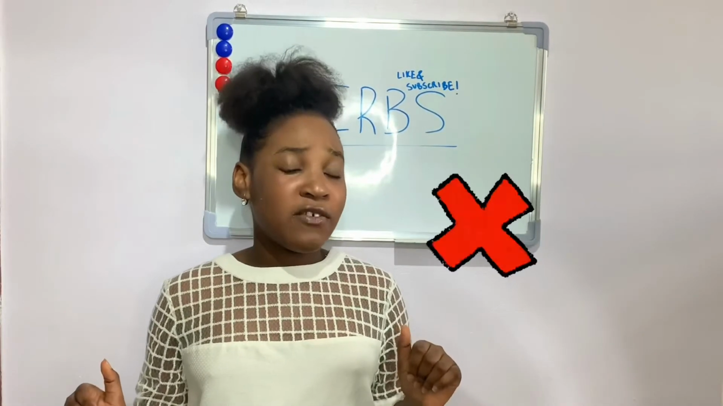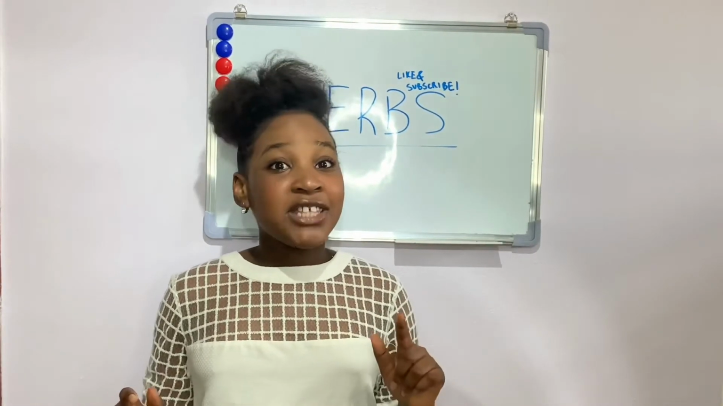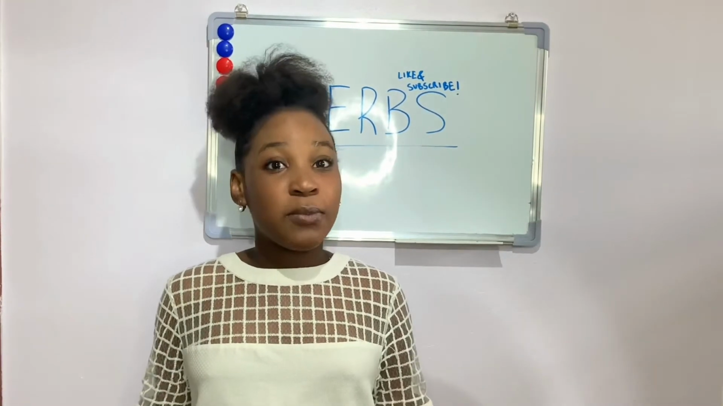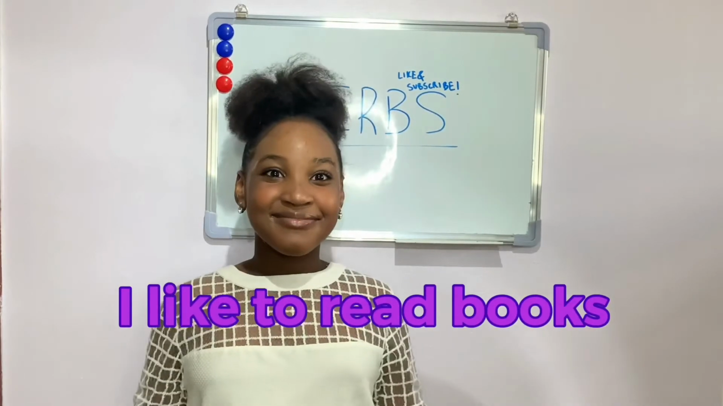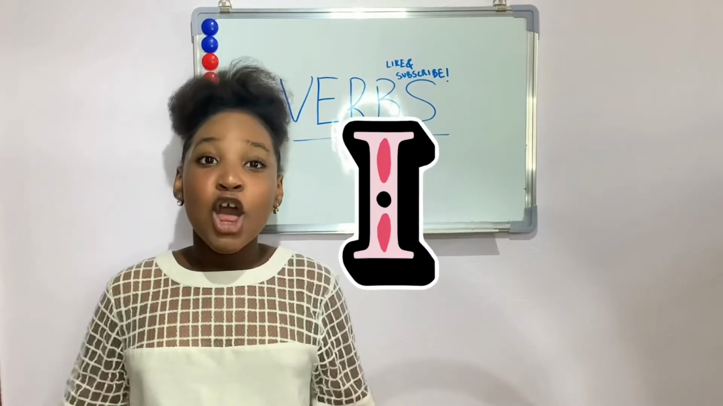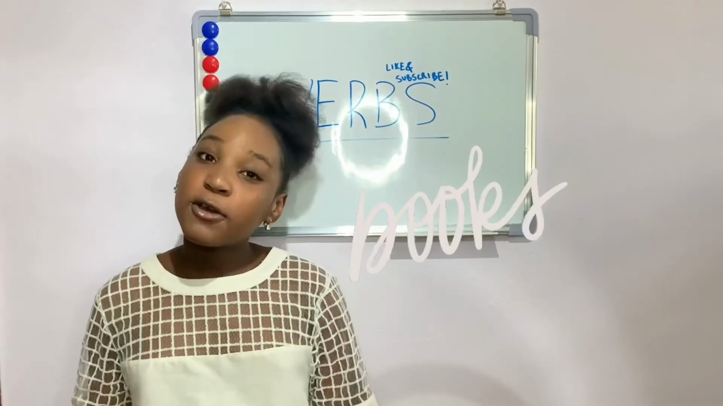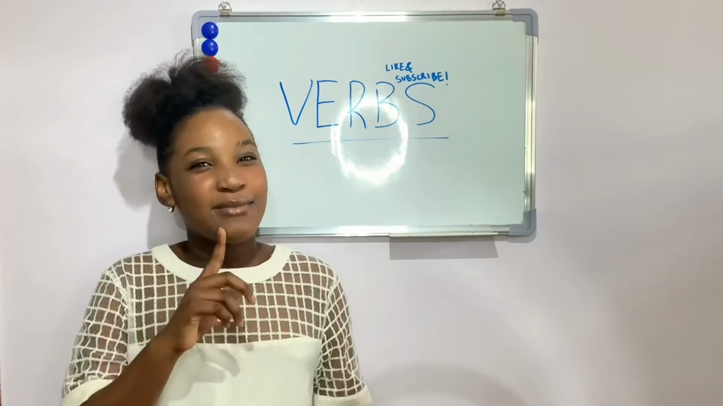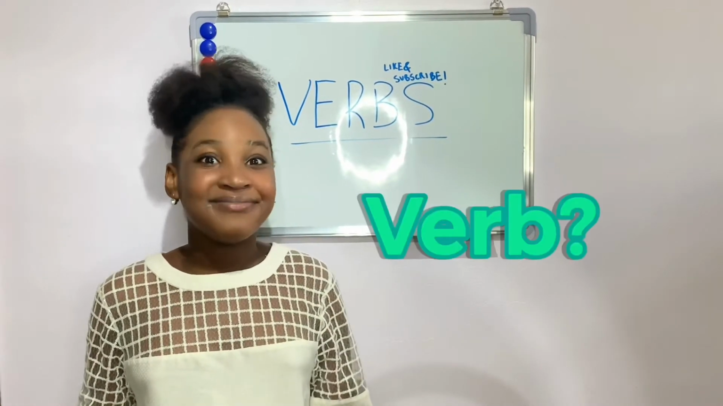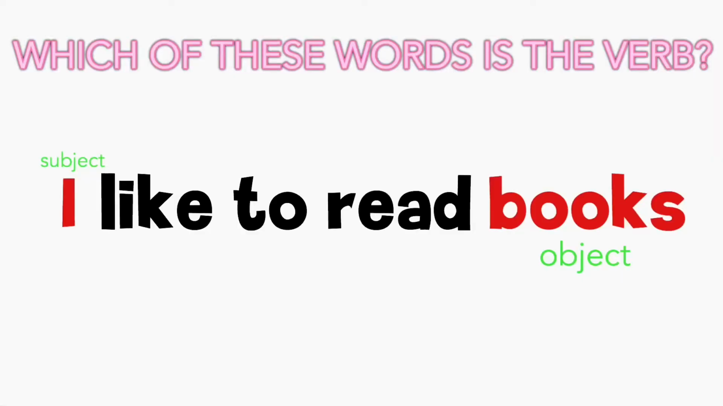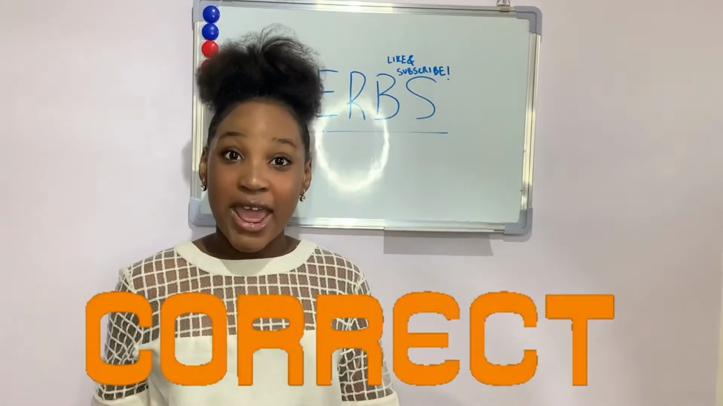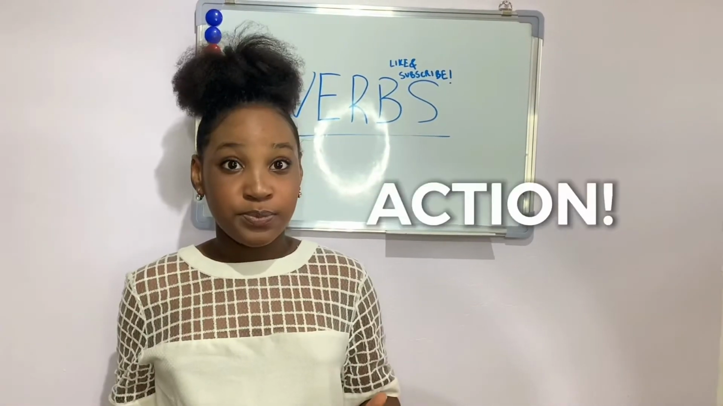Sentences are not complete without verbs. This is because every sentence must have a subject, verb, and object. For example, I like to read books. The subject in this sentence is I. The object in this sentence is books. The verb, actually wait, I'm gonna let you guys decide this. Which of these words do you think is the verb? If you said read, then you're correct, because read is an action.